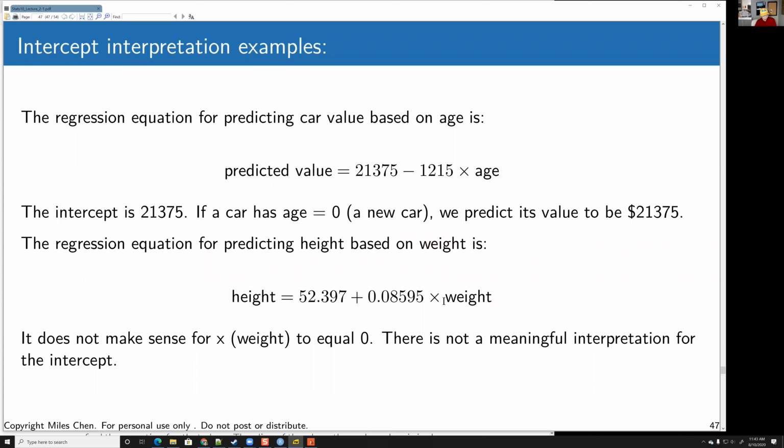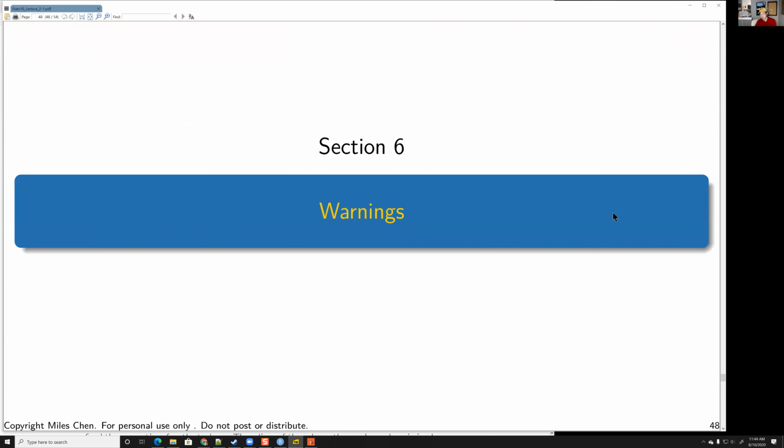It doesn't make sense for x to equal 0, so there's not a meaningful interpretation for the intercept. The intercept here is not going to be useful because you cannot plug in 0 for a weight. A weight of 0 is like no person. That's not going to work. So in some cases, the intercept doesn't have a useful interpretation.